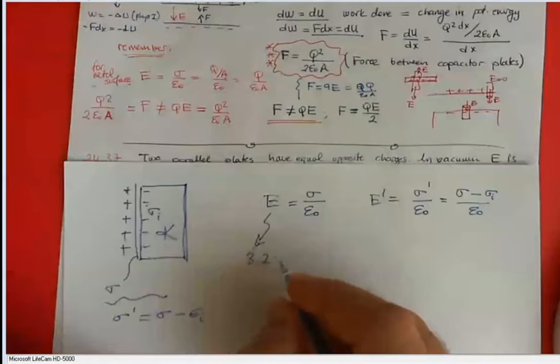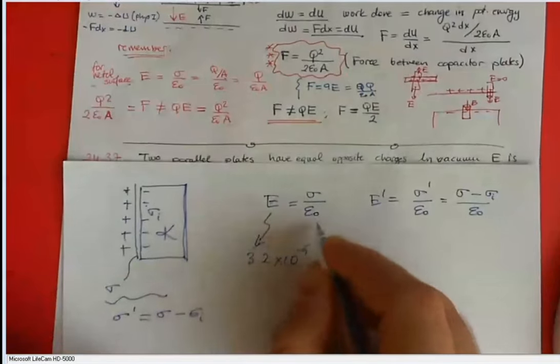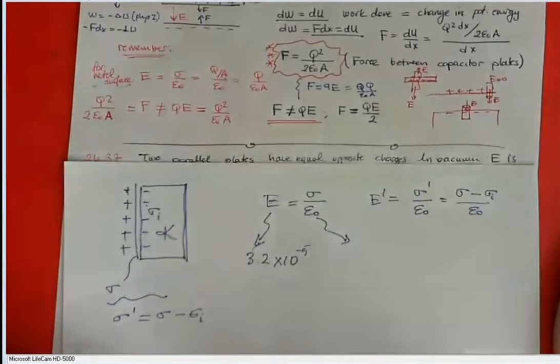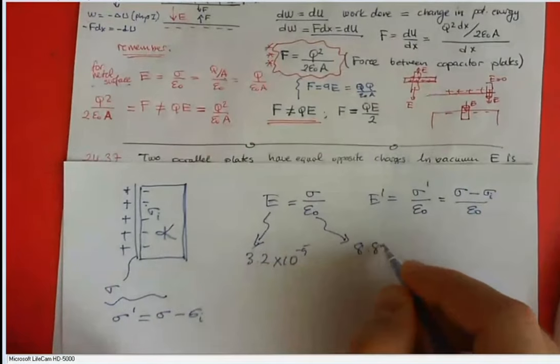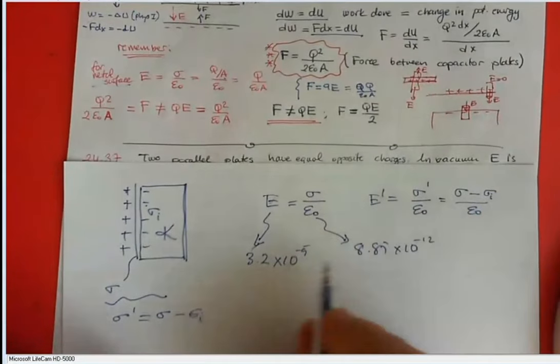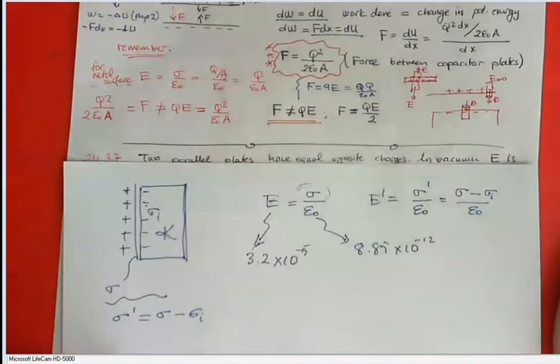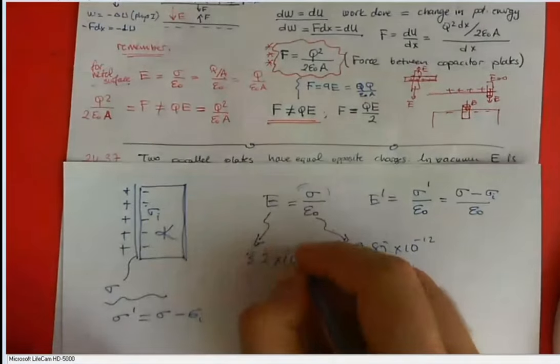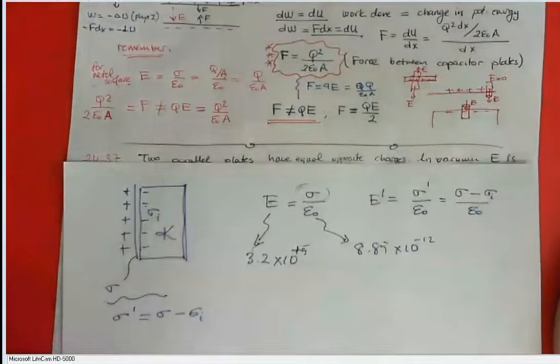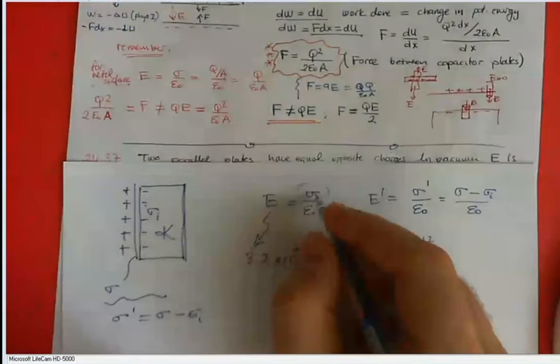3.2 times 10 to the minus 5. I know this epsilon 0 value, which is 8.85 times 10 to the minus 12. If you multiply these two, you're going to get what the sigma value is. So you can find that out.